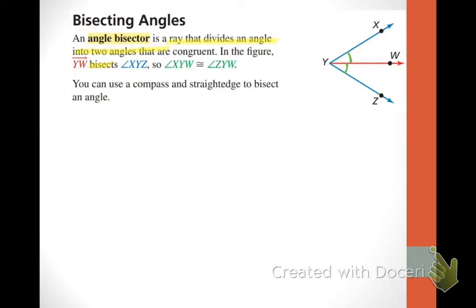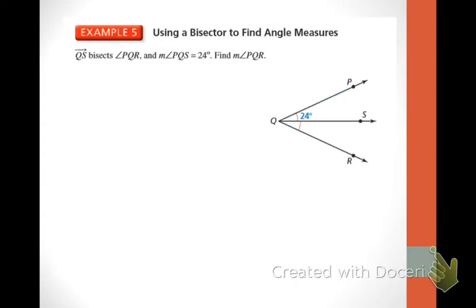So knowing this, we're going to go to our example 5. Someone is going to read this to us. Who would like to read this? Thomas, go right ahead. Loud and proud. Ray QS bisects angle PQR and the measure of angle PQS equals 24 degrees. Find the measure of angle PQR. Perfect.